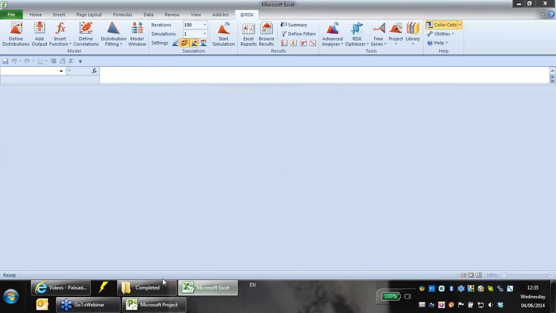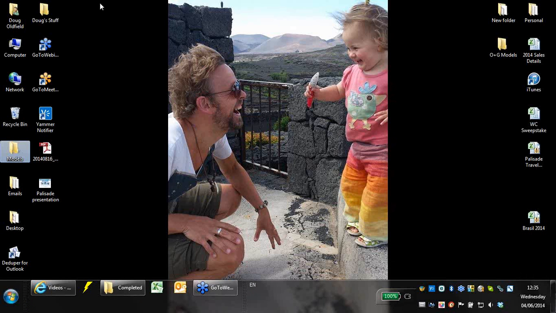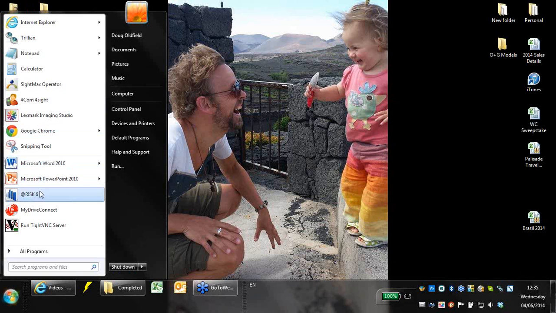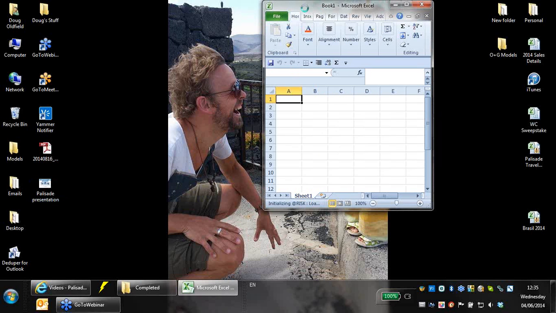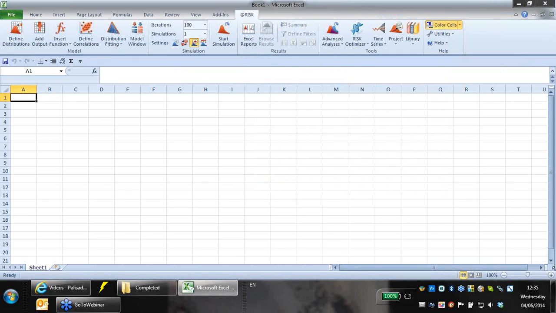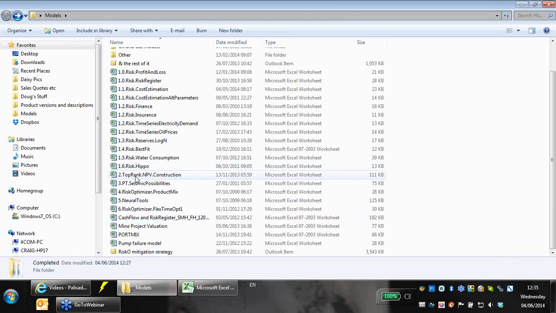Earlier on I talked about distribution fitting when you've got historic data, but sometimes that's not necessarily appropriate. You might have a time series that you want to look at and incorporate into your model. I'll use the oil price one. This is just one of the example models in the software.